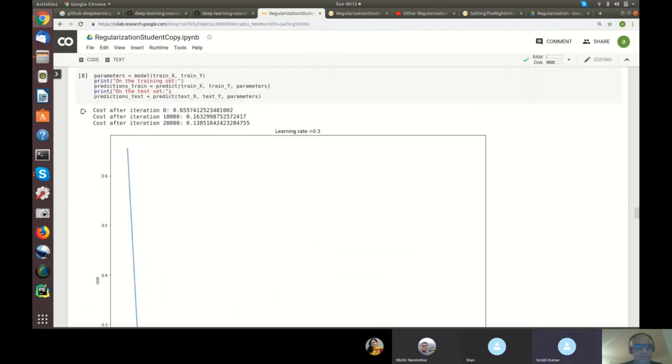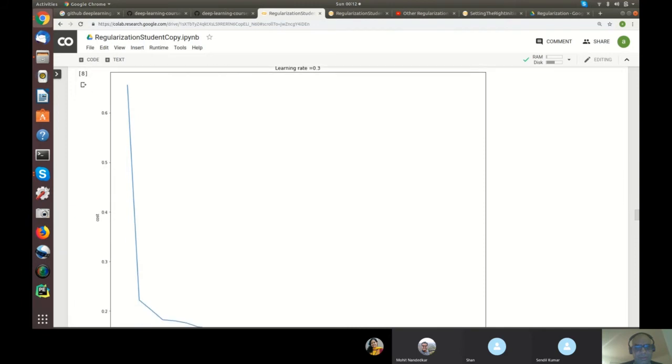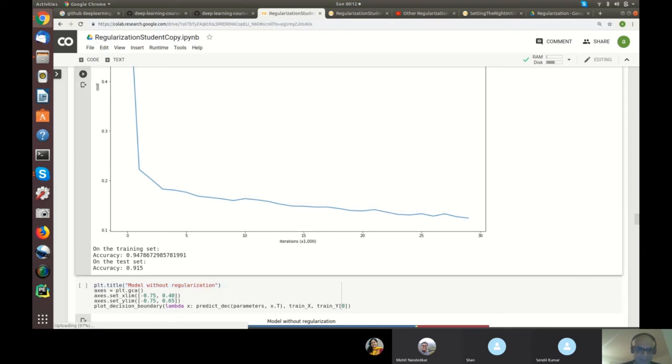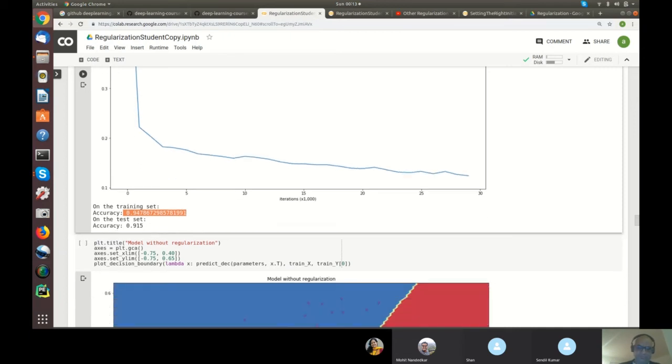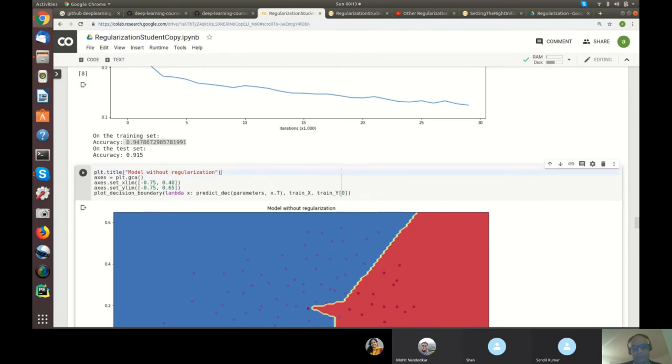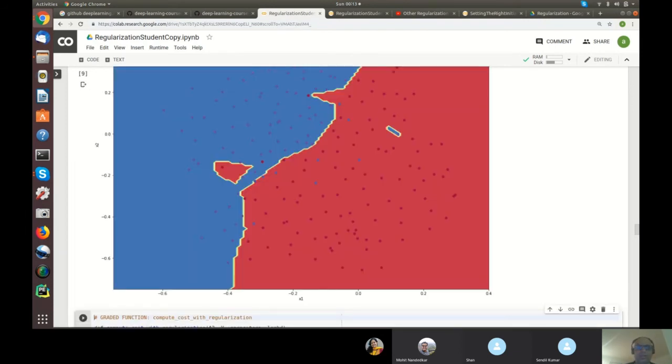And the loss function is at 0.13. So the accuracy we get on the test set is 0.91. Training set is much better. It's close to 0.95. Now let's see what this looks like.